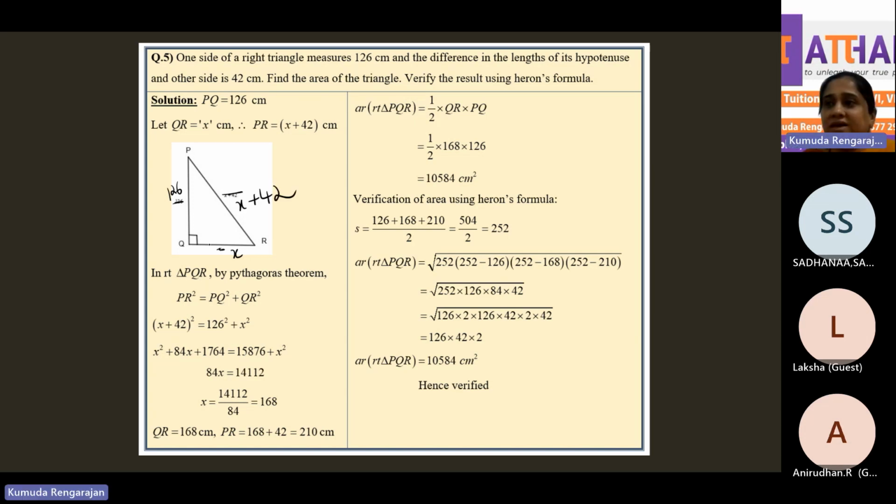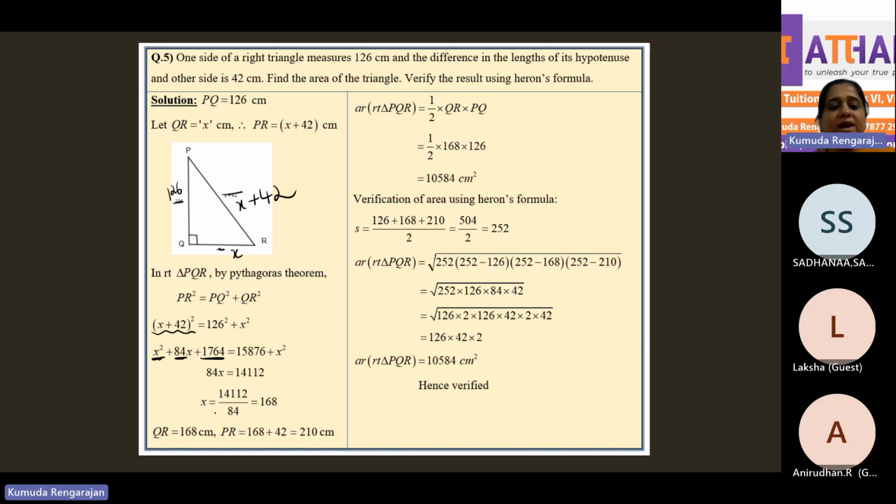I have taken QR as x, so obviously PR will be x plus 42 because it is the hypotenuse. Then I've applied the Pythagoras theorem. Are you writing, by the way? And then what is a plus b the whole square? A square plus 2ab plus b square. Remember that. So I've written a square, 2ab, b square.